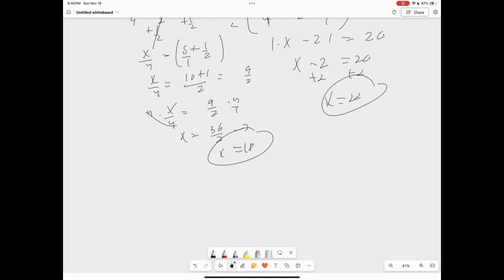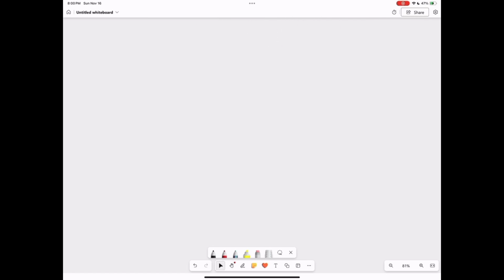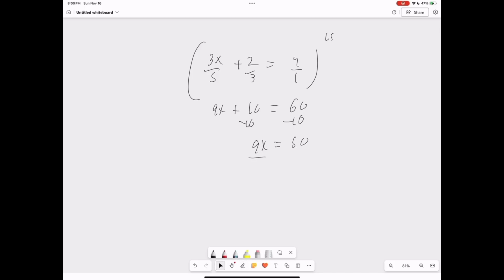Okay, let's try another one. I made a mistake. Anyway, let's try this one. So 3x over 5 plus 2 over 3 equals 4. So let's multiply everything by 15. 15 would be the common denominator, so we get 9x plus 10 equals 15 times 4. What is that? I don't know. 15 times 4 is 60. So 9x equals 50.